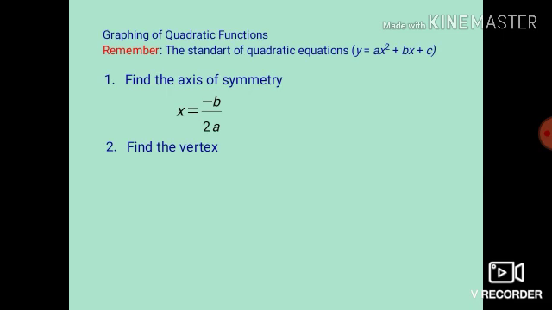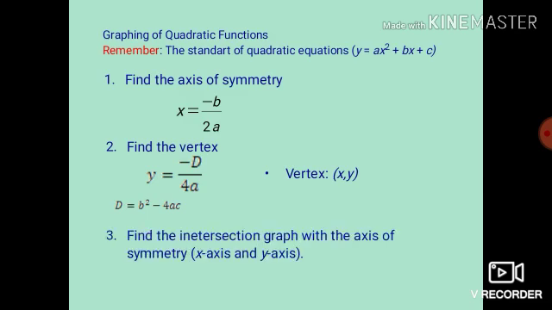Second, find the vertex. Vertex is point of x and y, but the formula of y is negative D divided by 4a. D is discriminant. The formula of discriminant is b squared minus 4 times a times c. And the third step is find the intersection of the graph with the axis of symmetry, x-axis and y-axis.